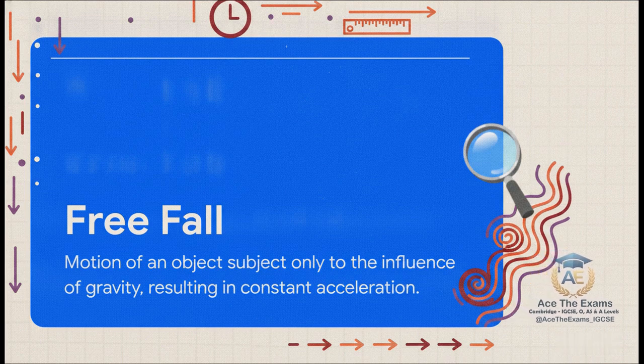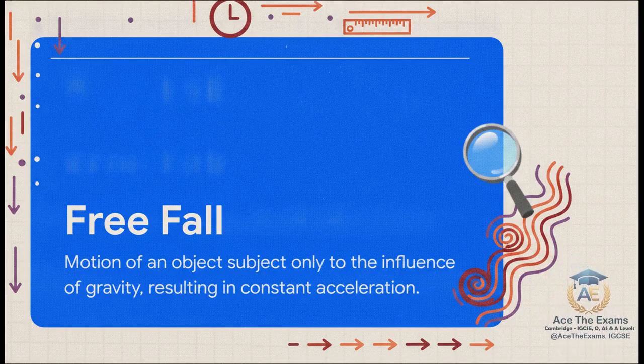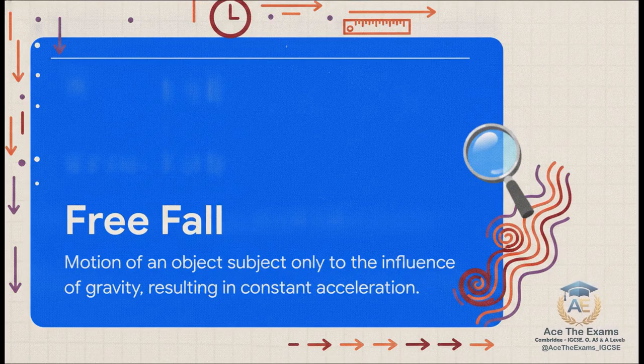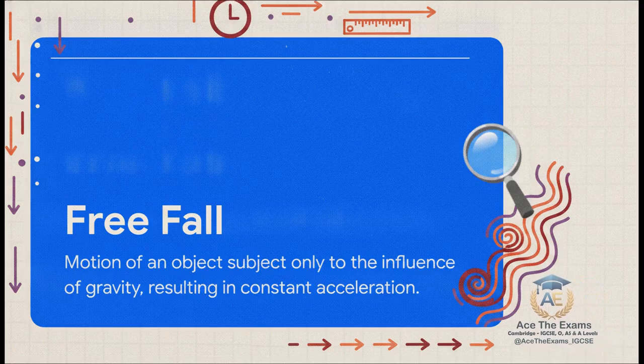And what's the actual result of that gravitational influence? Constant acceleration. The velocity is increasing uniformly over time. Notice how we are meticulously locking down the exact definitions here? That is the absolute foundation of your first principles explanation.